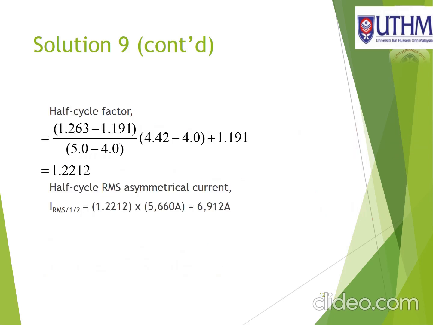Next question is for the half cycle current. First we have to calculate the factor, still using the same interpolation method. We get the value of the factor for 5 and 4, and then we interpolate the value to get the factor for X/R ratio 4.42. So we get this value. And then we multiply this factor with the I RMS to get the I RMS for half cycle.